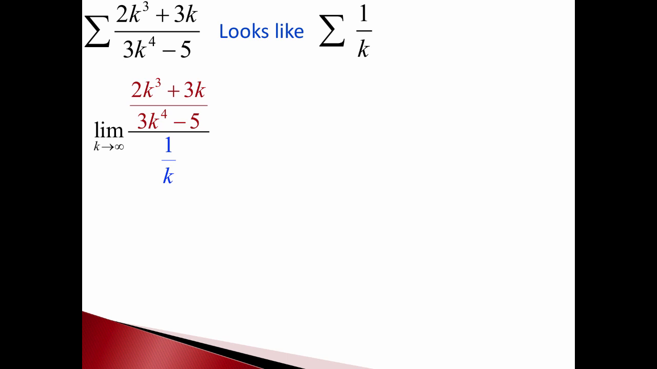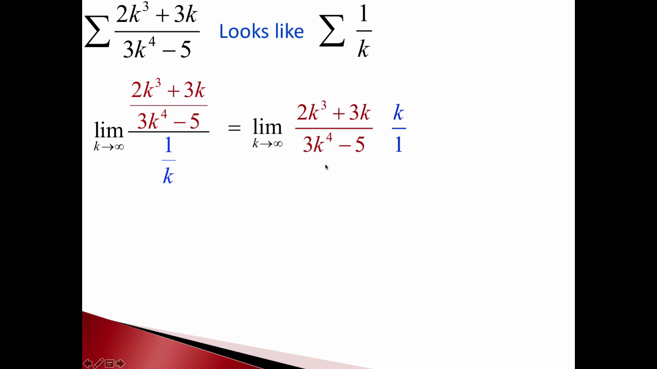So how do I handle that? Well, I've got a fraction over a fraction. I'll need to flip it and multiply. But notice what happens now. I can distribute this k through the top here. So instead of having 2k cubed plus 3k, when I distribute the k through, I'll have 2k to the fourth plus 3k squared. Of course, the 3k squared doesn't matter. It's this 2k to the fourth over 3k to the fourth.